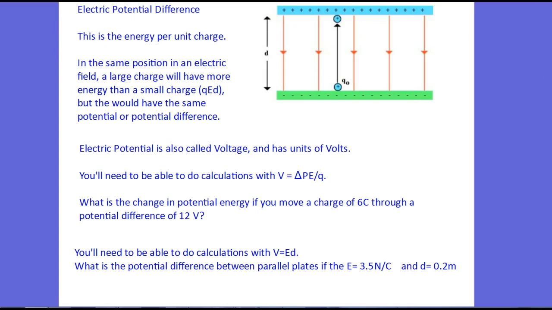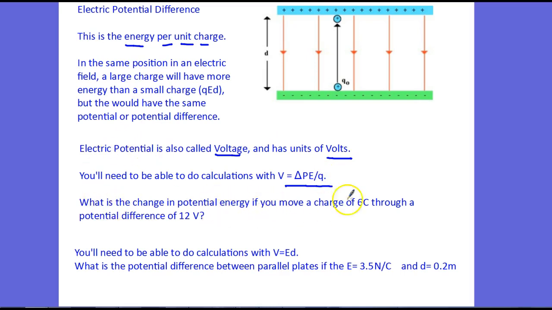Electric potential difference. It's a little bit different than electric potential. The electric potential difference is the energy per unit charge. And so you calculate it. It's also voltage, the same thing, and the units are volts, and the symbol is V. The potential difference, or voltage difference, is the change in potential energy per unit charge, the change in potential energy divided by the unit charge.